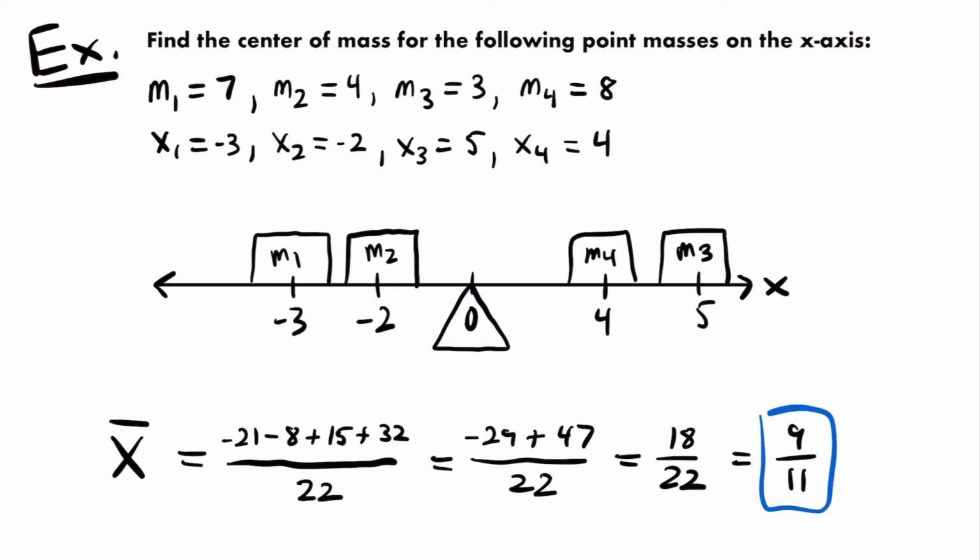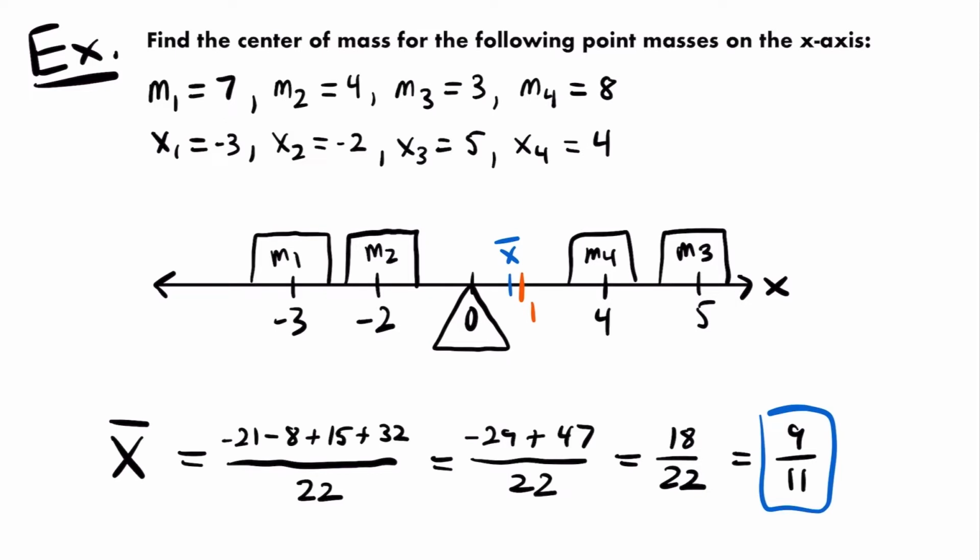And that's a little bit less than 1. And so if this is x equals 1 on our x-axis, then our center of mass will be located right about here. And so that is x bar, which is where we would want to place the fulcrum in order to balance this seesaw so that it does not rotate about the axis.